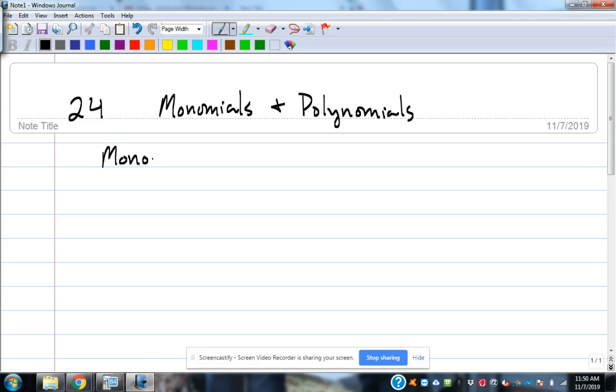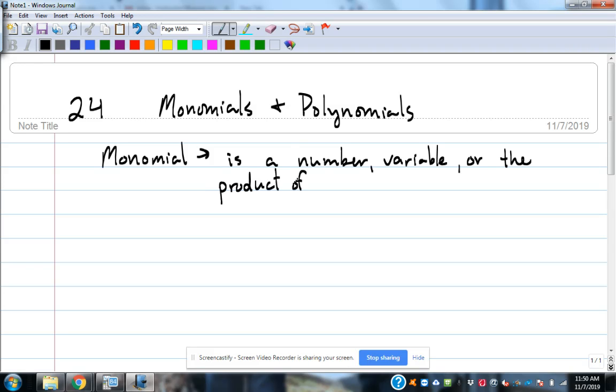So a monomial is a number, variable, or the product of numbers and/or variables. Some examples of things that are monomials.